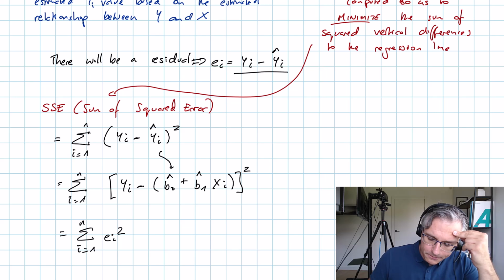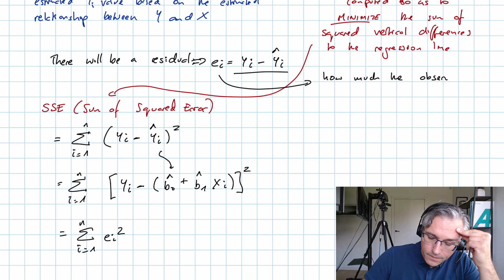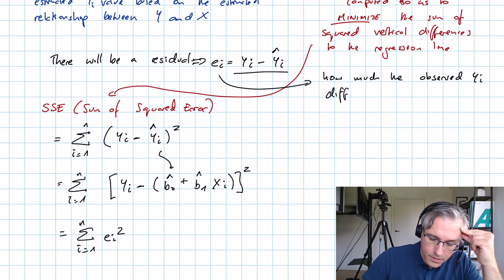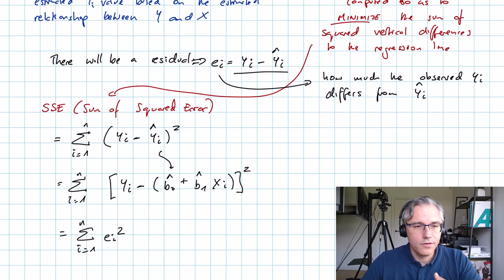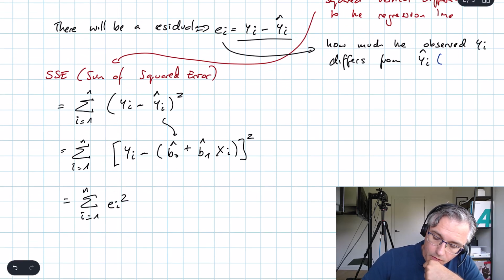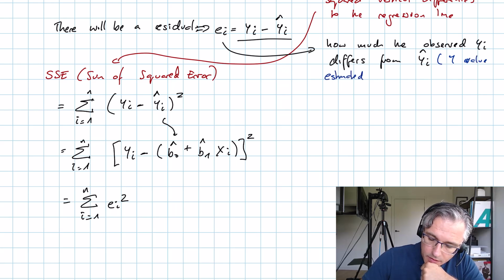Okay. So let me say that this residual is how much the observed y value, exam score, differs from the y value estimated using the regression line.